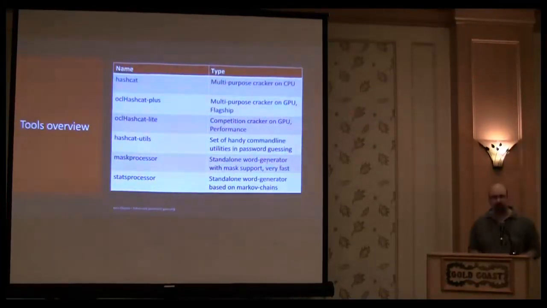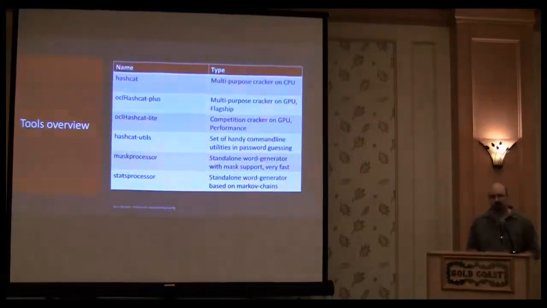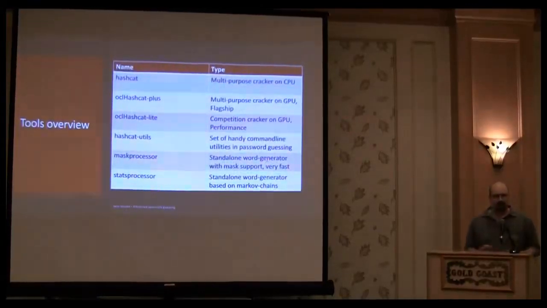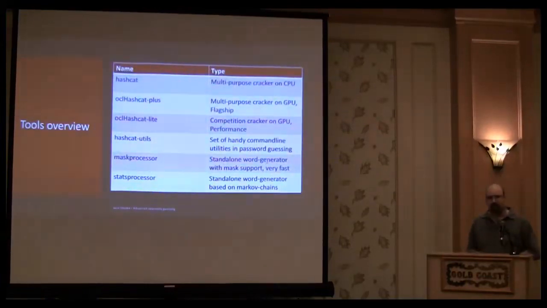Hashcat utils is a set of utils that you can use when you are doing a lot of password cracking. You have the problem that you have to modify your word list sometimes, or that you have very special situations, and you have to deal with them. You saw patterns in the cracked passwords that come out, and with the Hashcat utils you can modify your data you are using for the inputs that you use for Hashcat. Mask processor and step processor are both standalone programs.